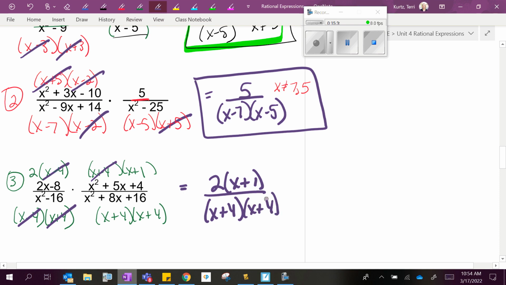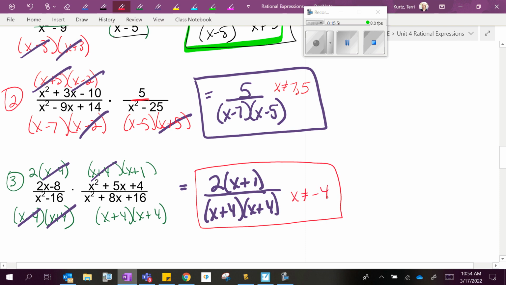Now, some people will tell you to go ahead and multiply all these back together again, but I like to keep it just like it is because I think it makes the domain restrictions easier, and it makes it obvious that we can't cancel anything else out. So that's going to be my final answer, and I'm going to say x cannot equal negative 4.